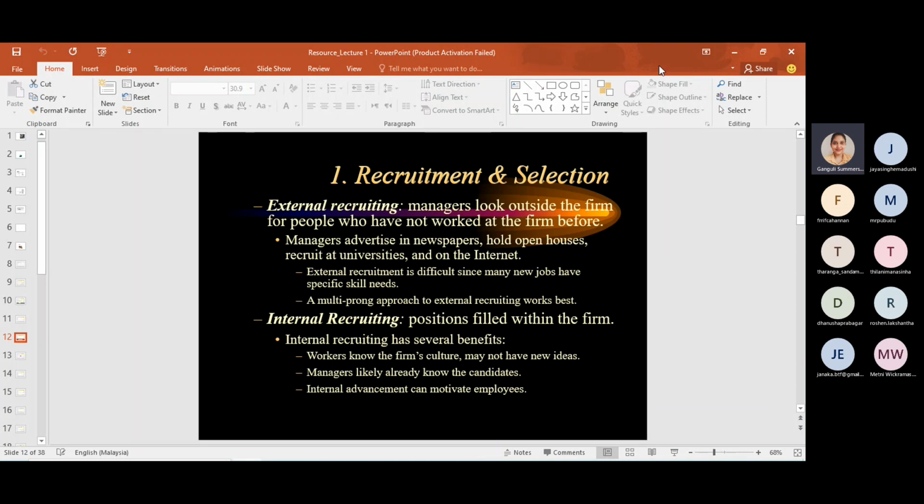You know about the people you are hiring. When it comes to internal recruiting, you are hiring people from your company itself, from your organization itself. Since you have worked with them, you already know about them. You know what kind of people they are, what kind of skills they have, are they committed to work? Likewise, what are their qualities, what are their attitudes? You know everything about them since you have already worked with them. Because of that, internal recruiting can be easier than external recruiting, because managers already know their candidates.